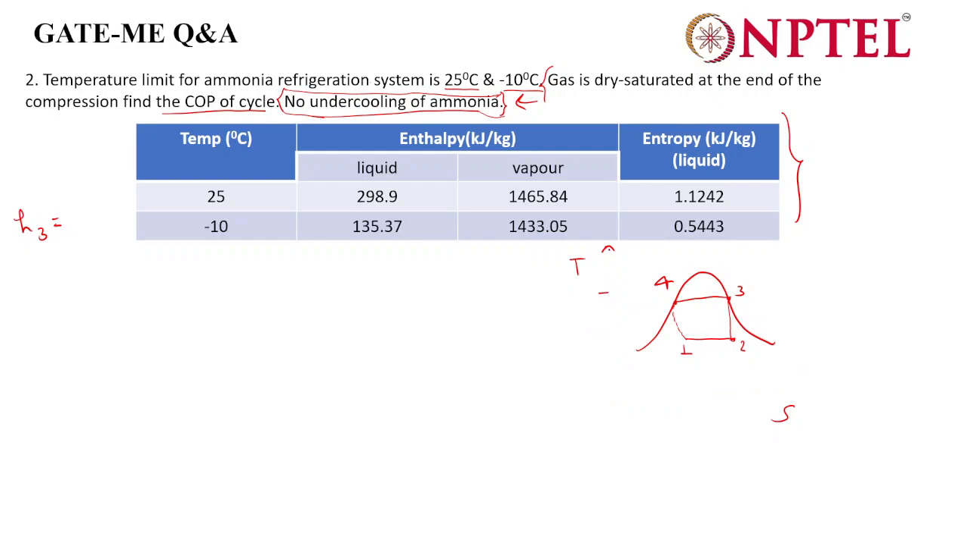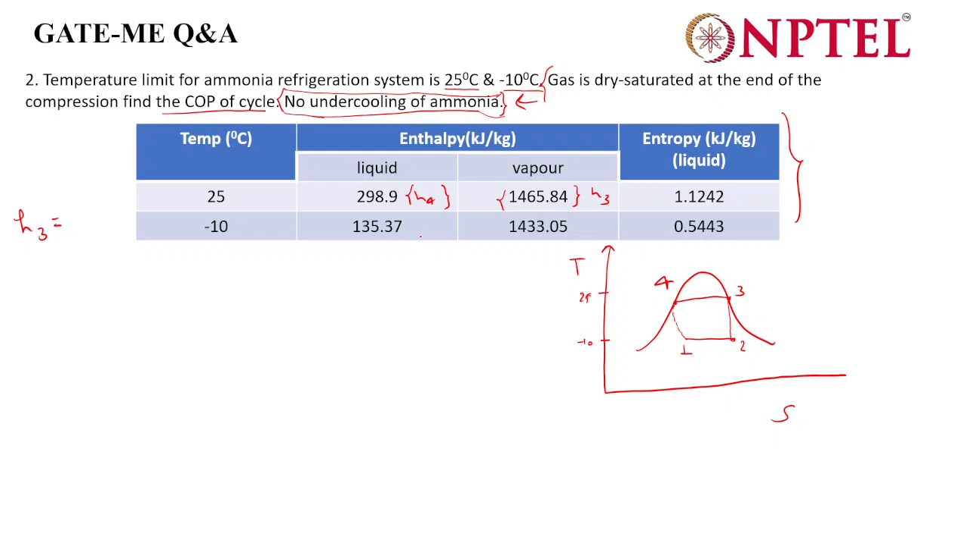1465.84 kilojoule per kg. Minus 10, this is 25. So H3 is the saturated vapor at 25 degrees Celsius. This value would be our H3. So what would be our H4? This would be our H4, right?